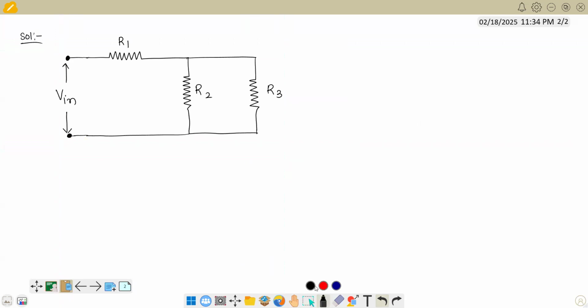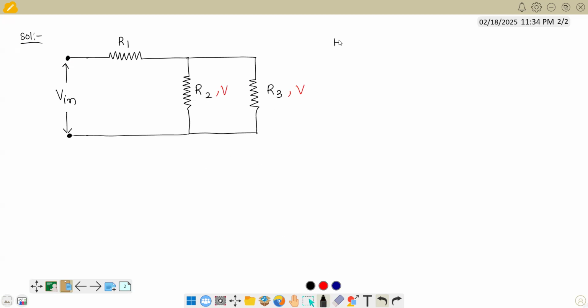These two are in parallel. We can solve this problem using the current method and the voltage method, but I prefer to solve it with the voltage method. Imagine the voltage across R3 is V. Then the voltage across R2 also must be V only, because both of them are in parallel.